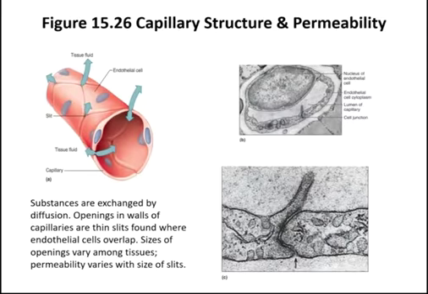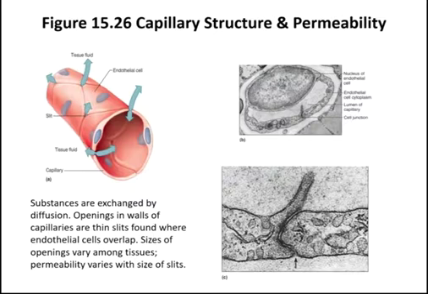Substances are exchanged by diffusion, right? There's pressure, so there's a little filtration actually going on. The openings in the walls of the capillaries are thin slits, and you can see that in the picture here, right? In the lower picture, you can see that passageway between the cells, the thin slit that allows diffusion to happen. This is where the epithelial cells overlie each other. The sizes vary depending upon what type of tissue it's in, and permeability varies with the size of that slit between the cells. And you can see that in the picture above there.